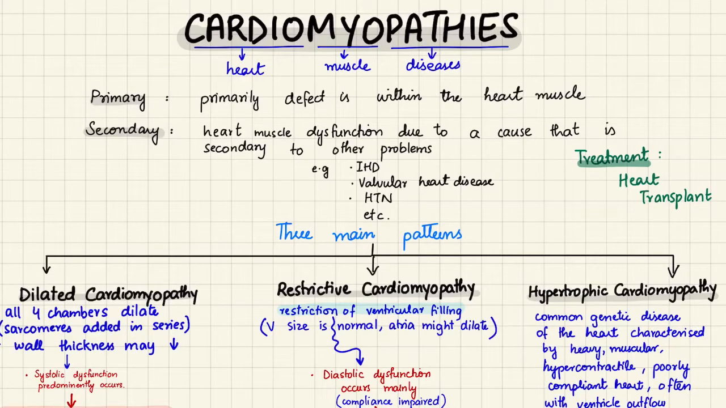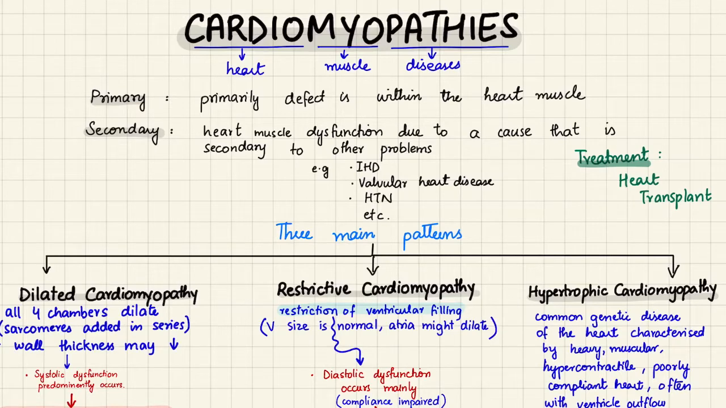Cardiomyopathies mean heart muscle diseases. Now, we've been studying heart muscle diseases for a while now, and all of those were secondary cardiomyopathies. That means that heart muscle dysfunction was there, but that was due to a cause that was secondary to other problems. For example, due to ischemic heart disease, due to valvular heart disease, due to hypertension, etc. Now, when all these problems cause the heart muscle to get damaged in any way, that is called secondary cardiomyopathy. But when primarily the defect lies within the heart muscle, that is called primary cardiomyopathy.